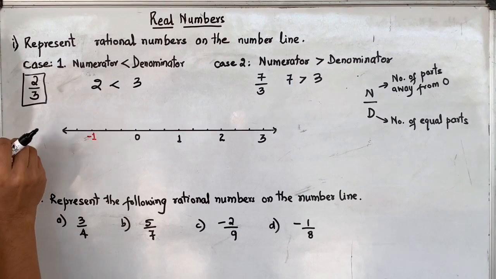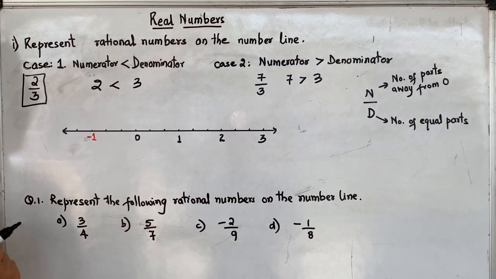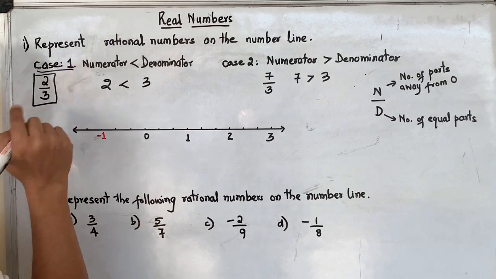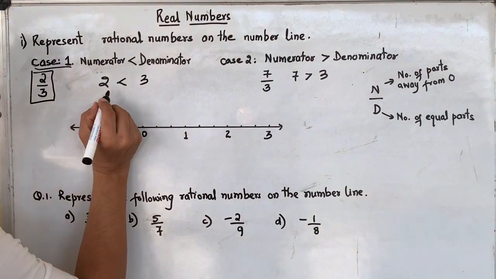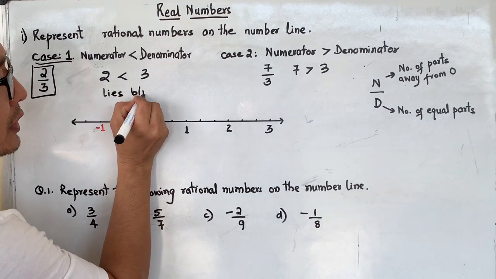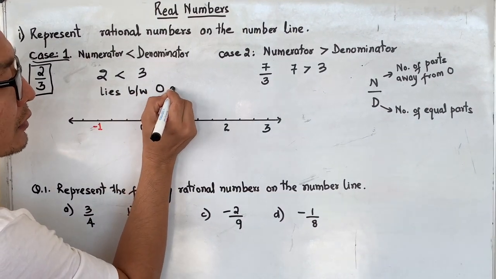In the case where the numerator is less than the denominator, it always lies between 0 and 1.